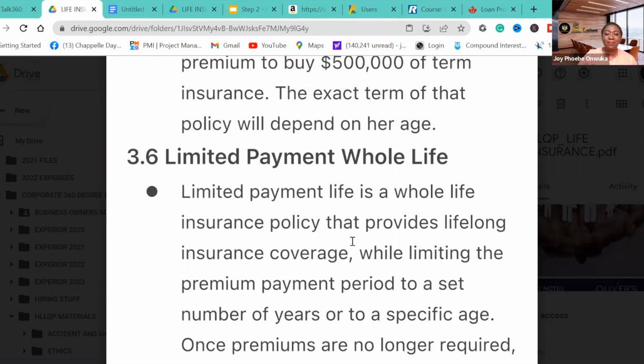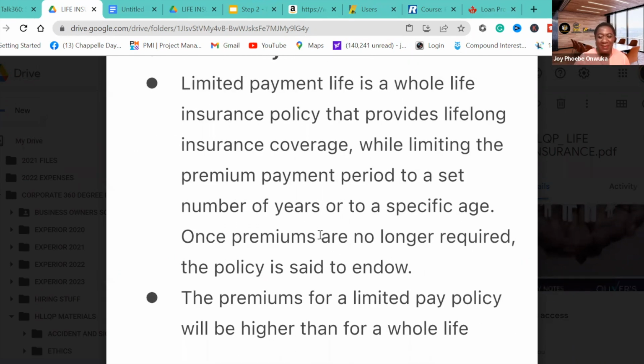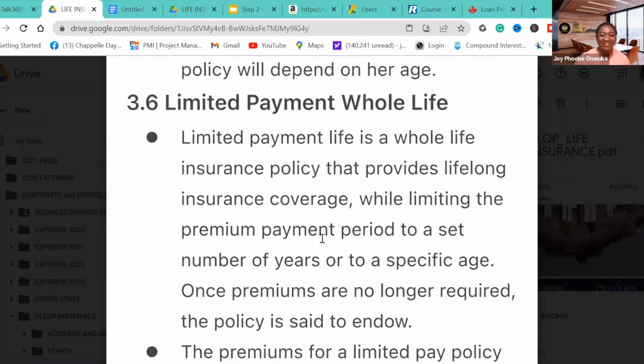Now, limited payment of whole life. Limited payment life is a whole life insurance policy that provides lifelong insurance coverage while limiting the premium payment period to a set number of years or to a specific age. Once premiums are no longer required, the policy is said to endow.